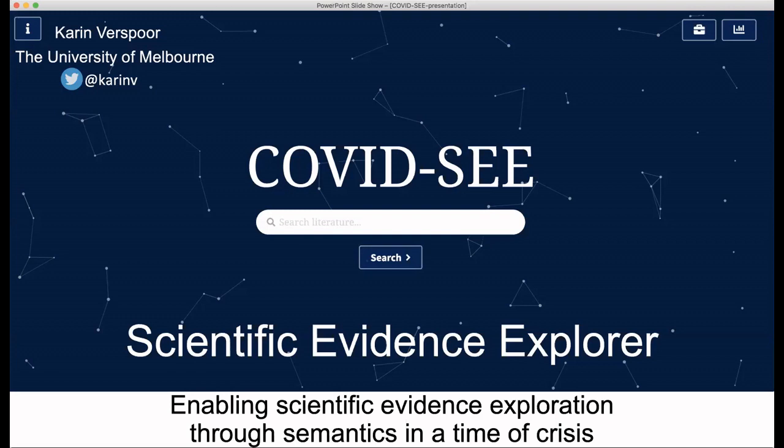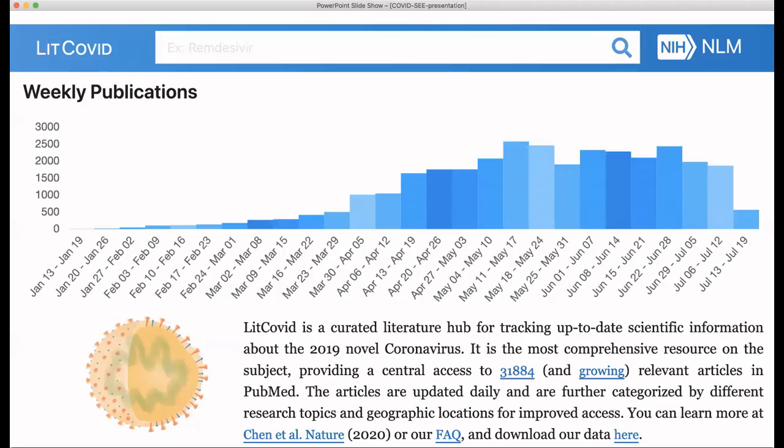So I'm going to present to you the Scientific Evidence Explorer, which is a new web application system that we've been developing, which is really designed to help scientists and clinicians navigate and keep on top of the literature, specifically in COVID.